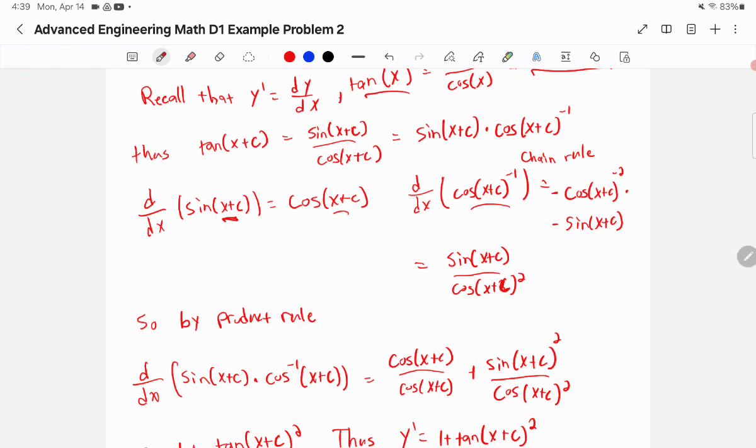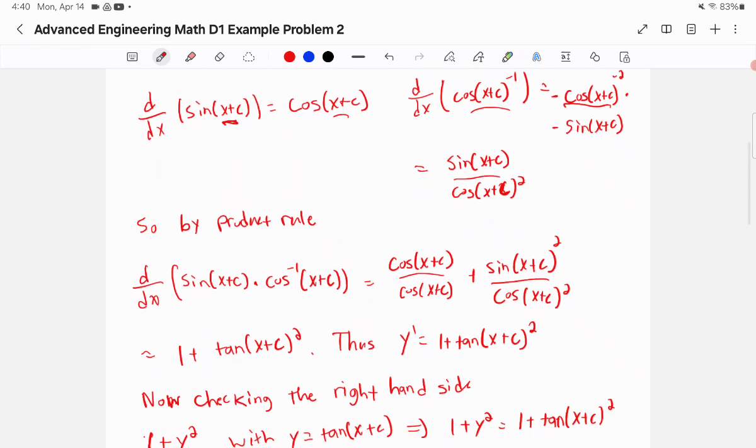Okay, and it's a similar concept here. The derivative of cosine to the minus 1 power ends up being minus cosine of x plus c to the minus 2 power. That's the first part of the chain rule, times the derivative of what was on the inside, which is cosine, so that gives me minus sine of x plus c for the second part of the chain rule there. And what we end up getting is the sine of x plus c divided by the cosine of x plus c squared.